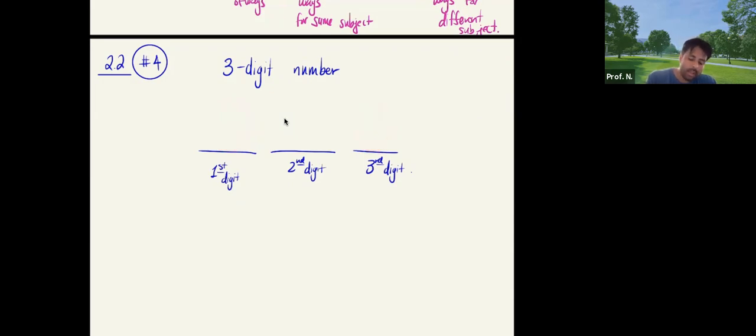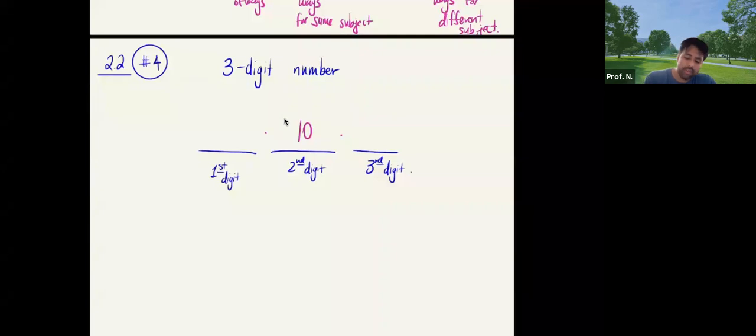What does that mean? This number inside here, I can have any number, any digit. So how many digits are there to choose from? 10. This second digit has no restriction. So it could be any of the 10 digits, right? 0 through 9. 0, 1, 2, 3, all the way to 9.